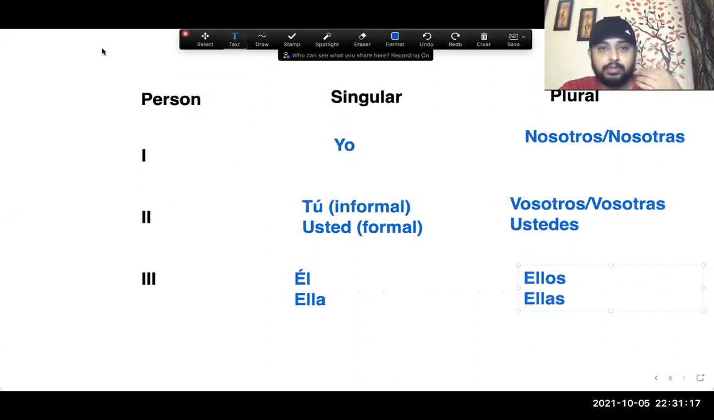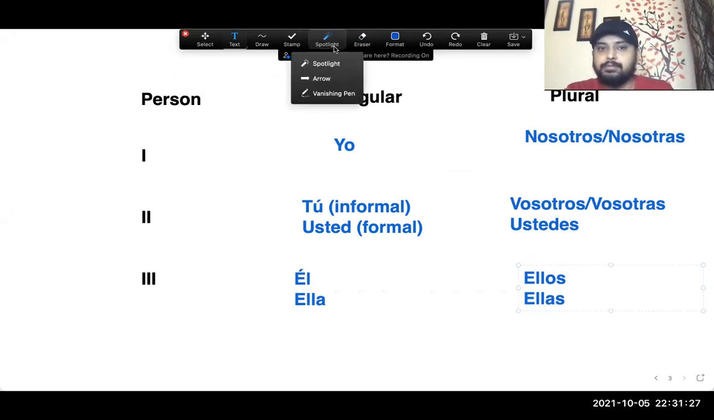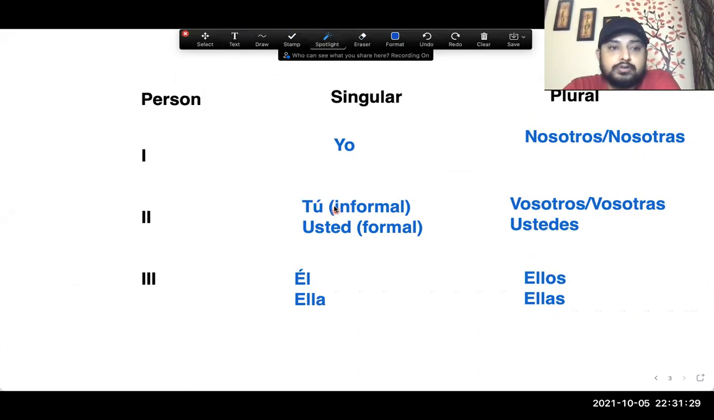First person, if I am doing the action. Second person, if someone in front of me with whom I'm talking is doing the action. There can be one person in front of me or many persons. If there is only one person, I will use tú. And if there are many persons, I will use vosotros and vosotras. That would be informal, right?